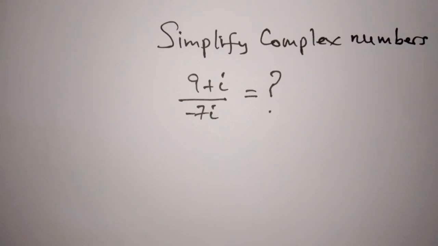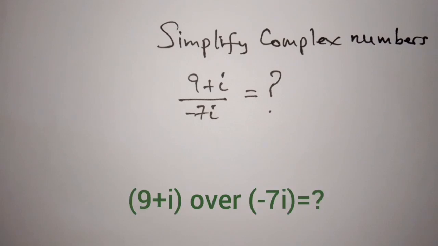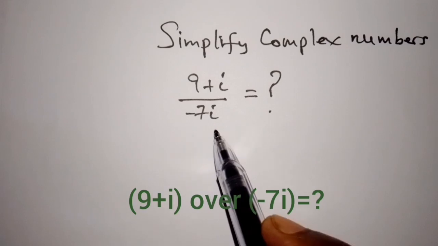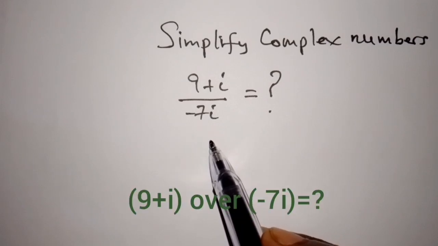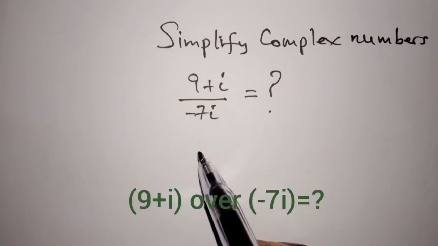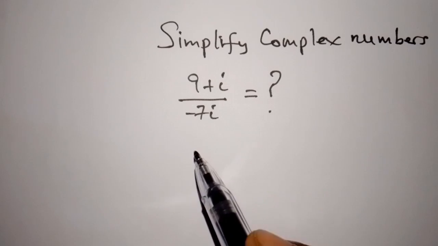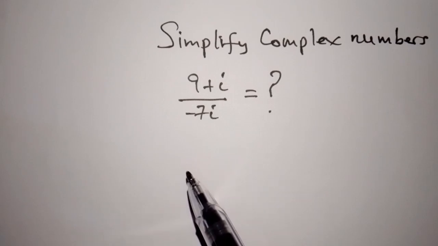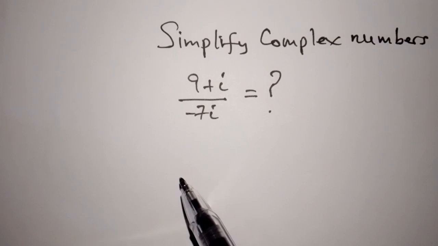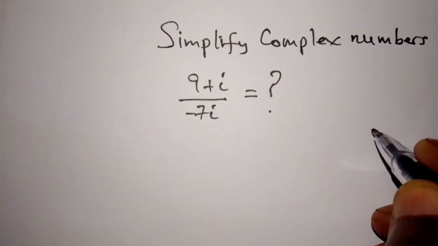Simplify complex numbers: (9 + i) / (-7i). First of all, we are going to get rid of the imaginary number in the denominator by multiplying both the numerator and denominator by i.